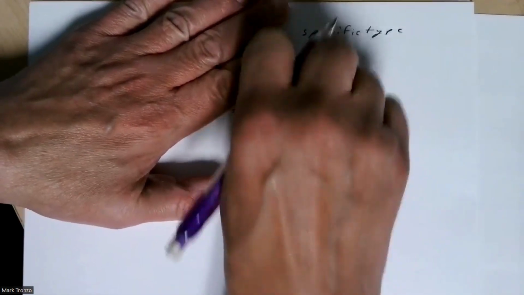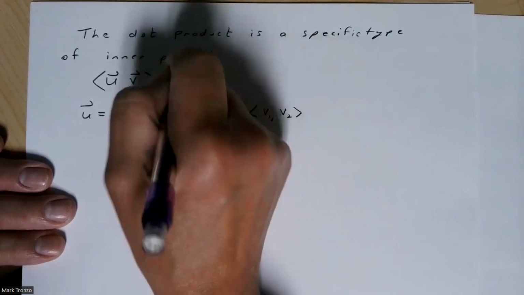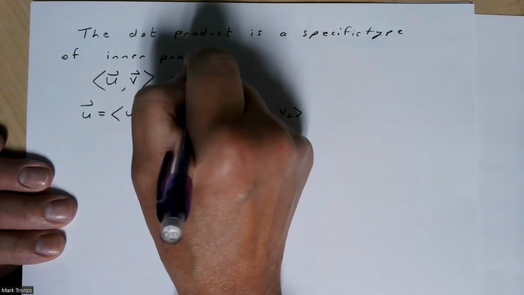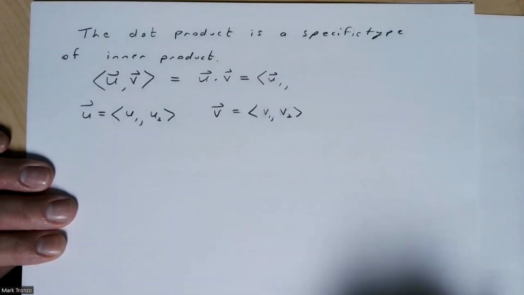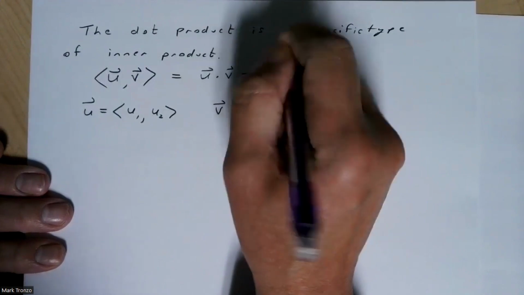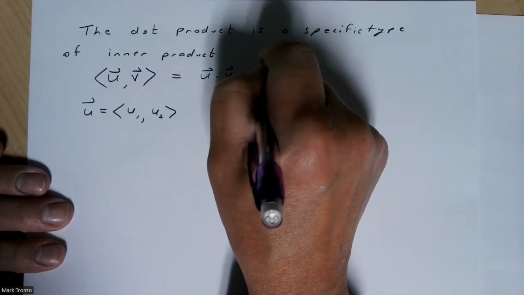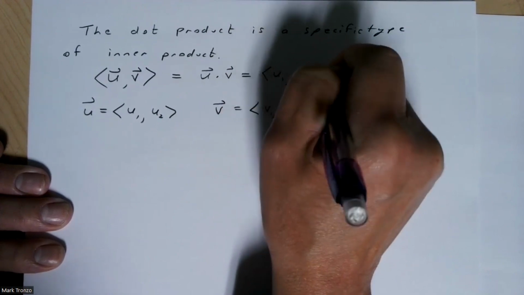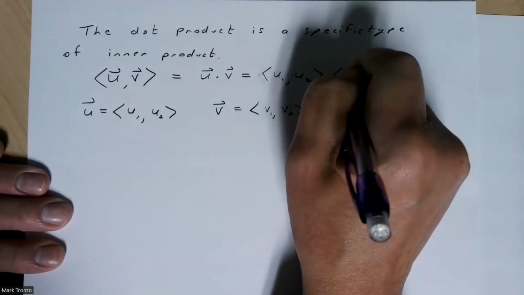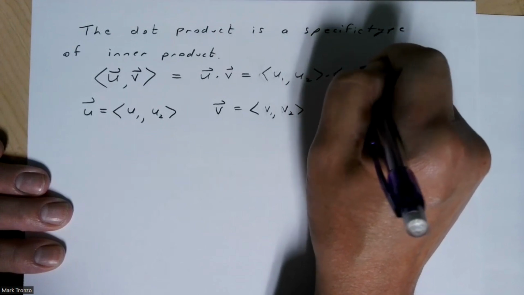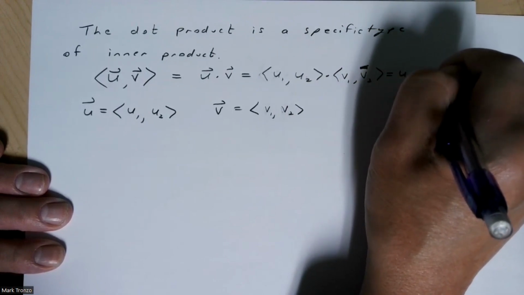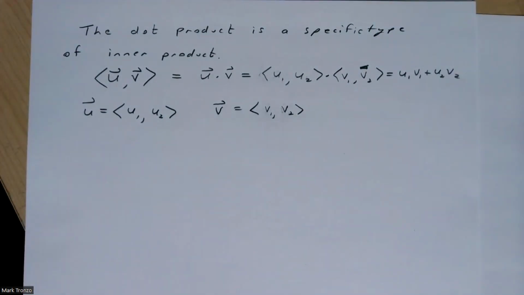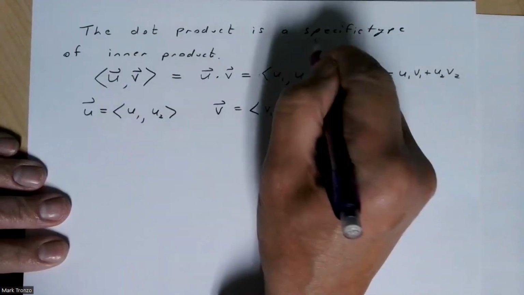So again, remember the dot product is an inner product, which is U dot V, and that's going to be U... That was the dot product, and that is a specific type of inner product.